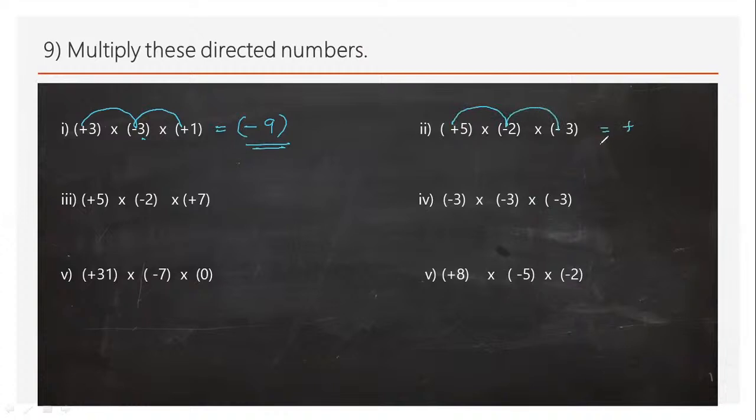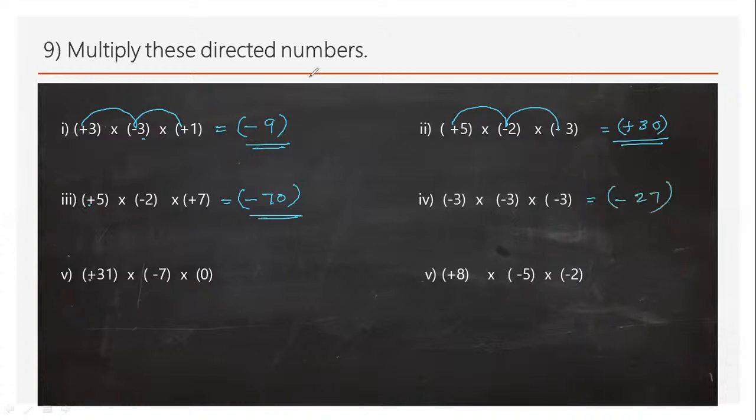This one also: plus times minus is minus, minus times minus is plus. Positive. 5 times 2 is 10, times 3 is 30. This one: plus times minus, minus times plus is minus. 5 times 2 is 10, times 7 is 70. Minus times minus is plus, plus times minus is minus.